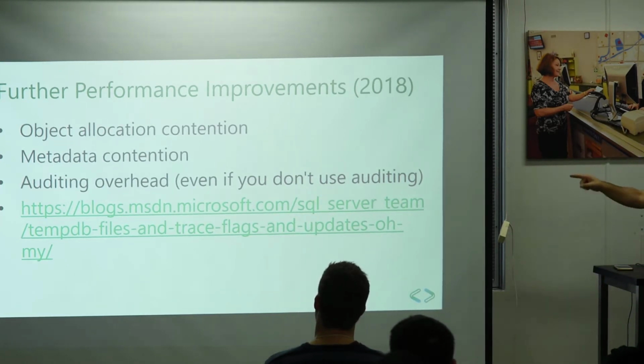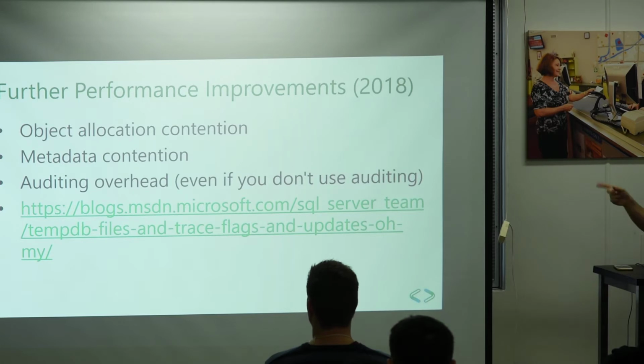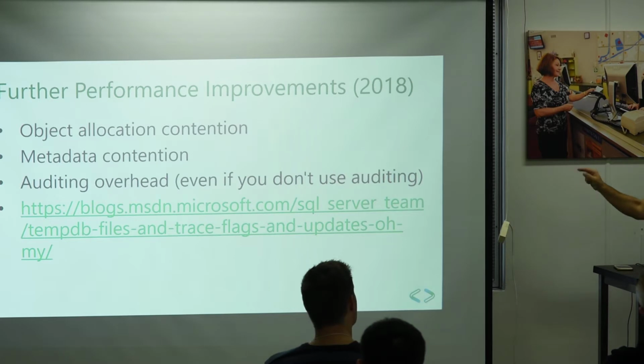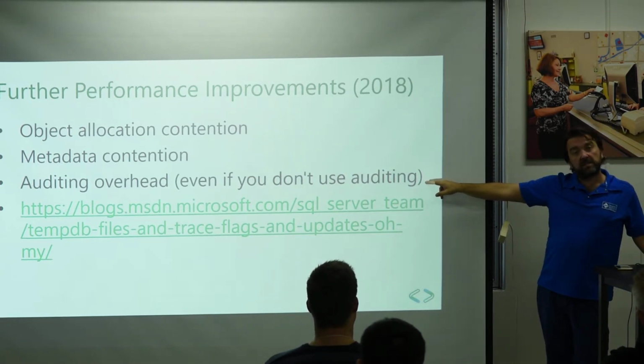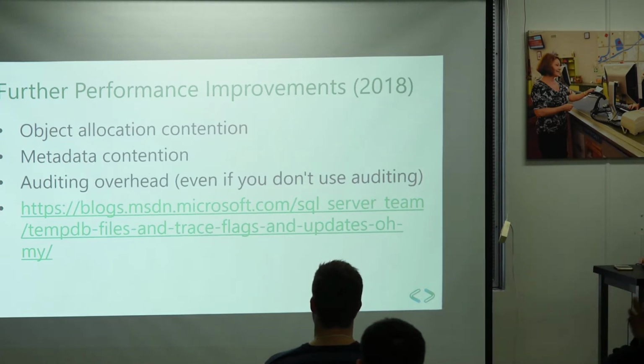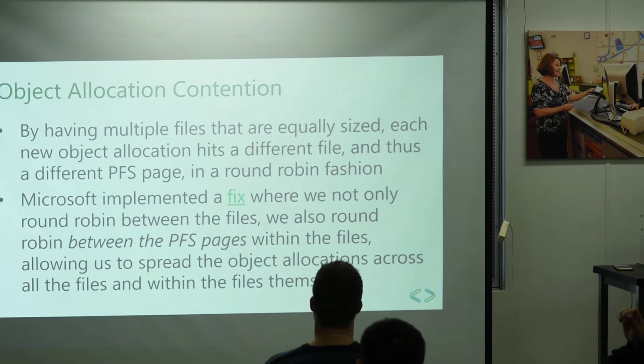And 2018, I mean this year, sorry, not SQL Server 2018. So the idea here is you can go to this particular blog to find out a bit more information. But what they're doing is putting in patches in CUs that are going to improve TempDB further. So you've got object allocation contention improvements, metadata contention improvements, and auditing overhead, even if you don't use auditing, which is quite interesting because I didn't even know about this particular problem. This problem is specific to SQL Server 2016. Okay? How many people know what Trace Flag 2371 does? I don't even know if that's correct.